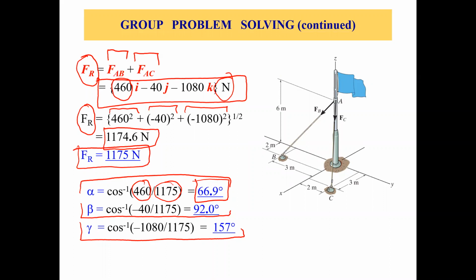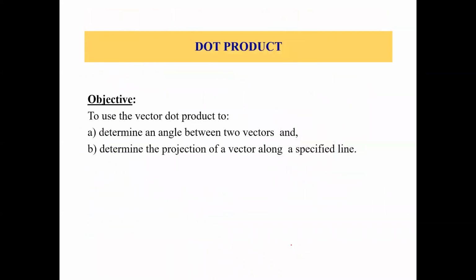Okay, so in this manner, we can find the magnitude of the resultant force, or the resultant force vector of any number of forces, and its coordinate angles which it makes with x, y, and z axis. Right? Okay, so that's how we applied the concepts which we learned earlier. Now let's move forward. Let's move on to the next topic.